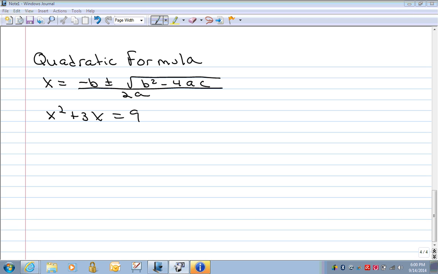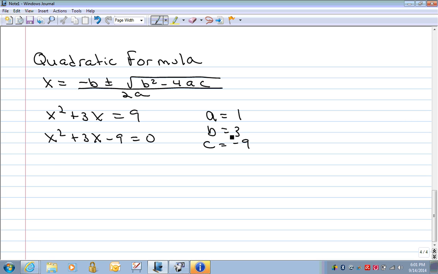First thing we're going to do, again, like we did before, is put this in general form and set it equal to 0. So we have x squared plus 3x minus 9 equals 0. And then we're going to identify our a, b, and our c. Our a in this case would be 1. Our b would be 3, and our c is a negative 9. Then we're going to plug it right on into our equation.